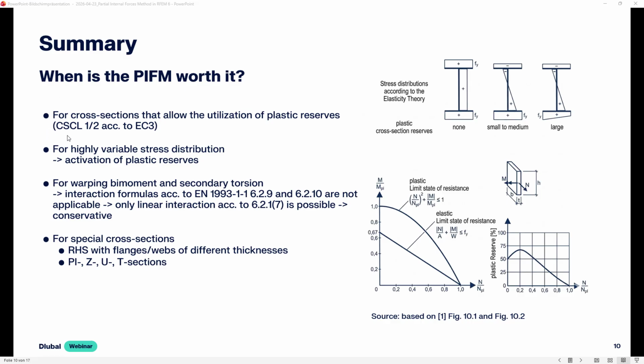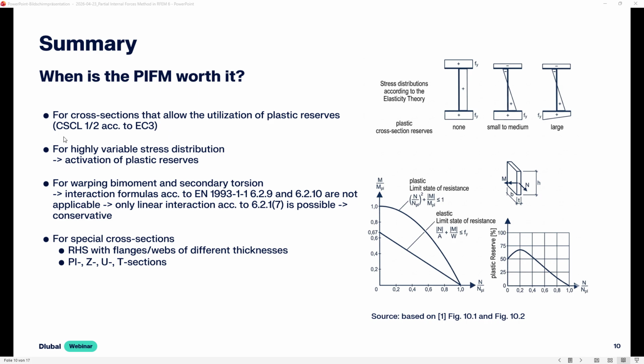First of all, of course, we need cross-sections that allow the utilization of plastic reserves. So for EC3 and also many other standards, this means we need cross-section class 1 or 2. Otherwise, we are not allowed to use the plastic reserves, and then PIFM is not worth it, so it cannot be used.